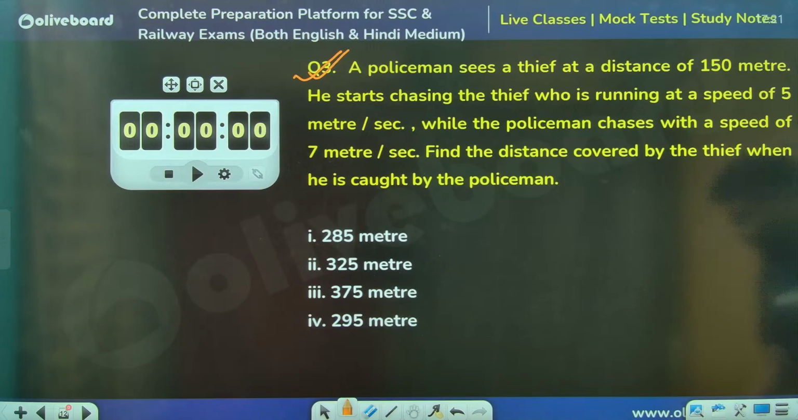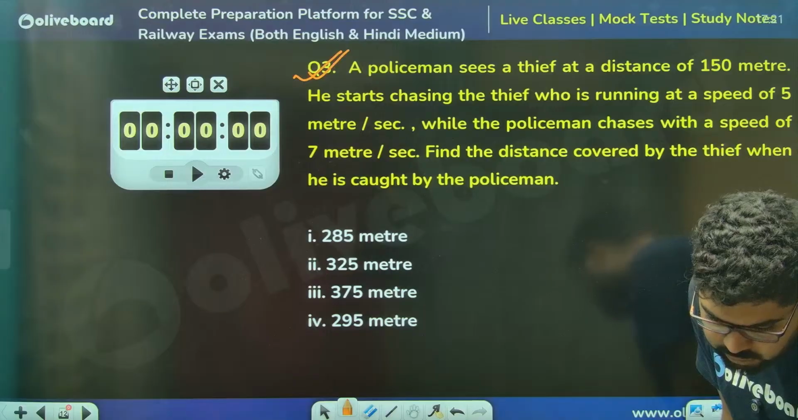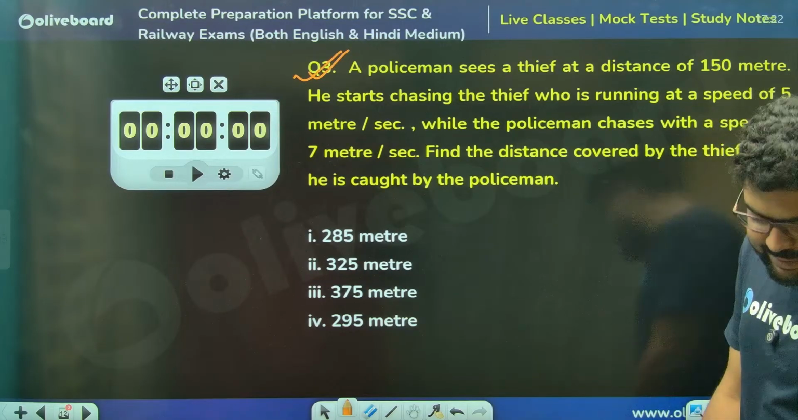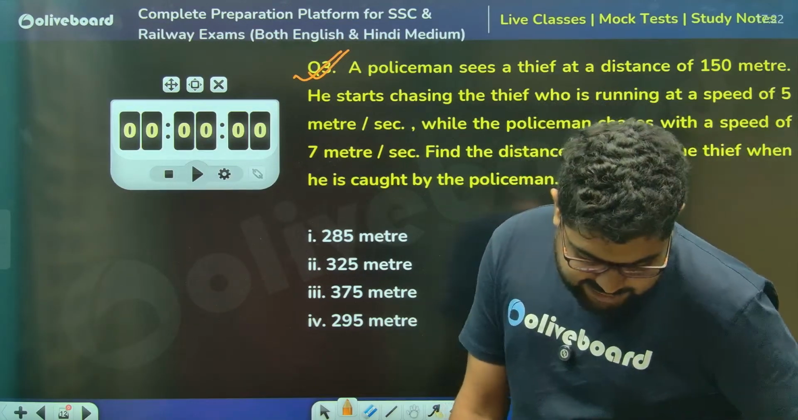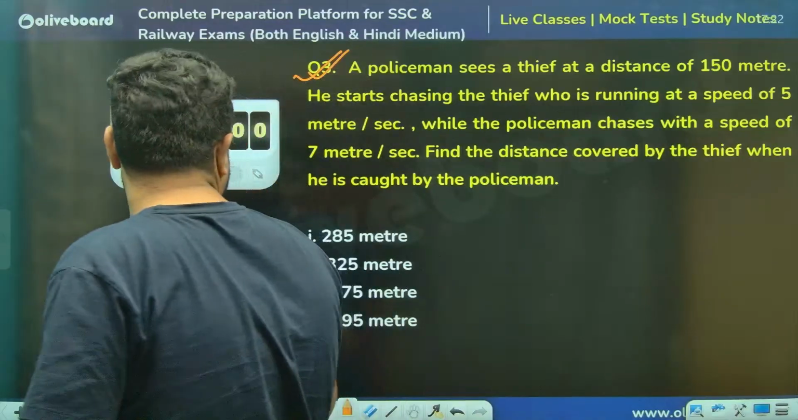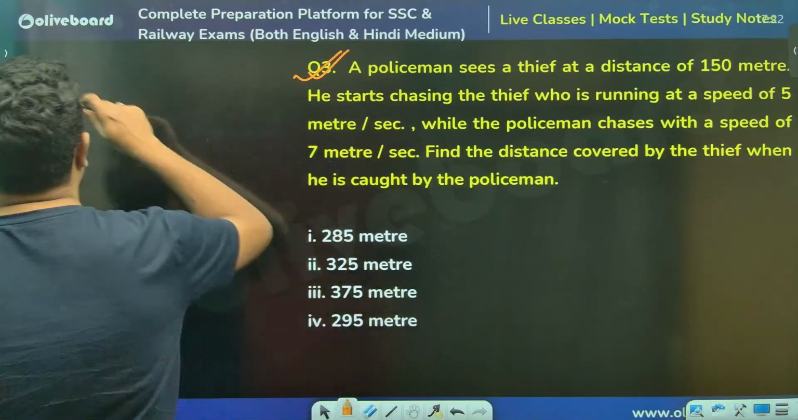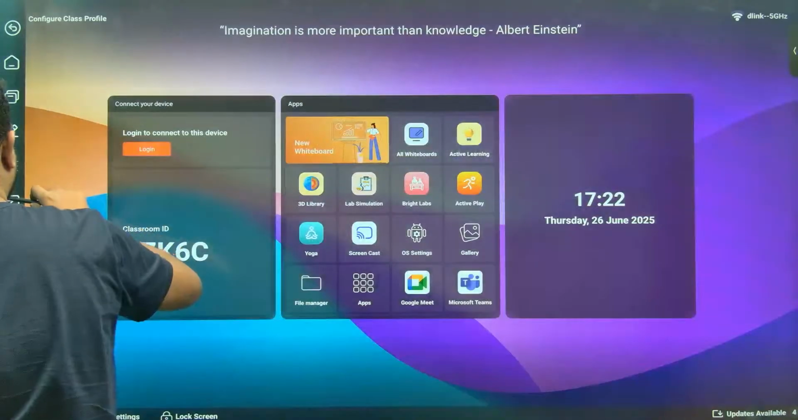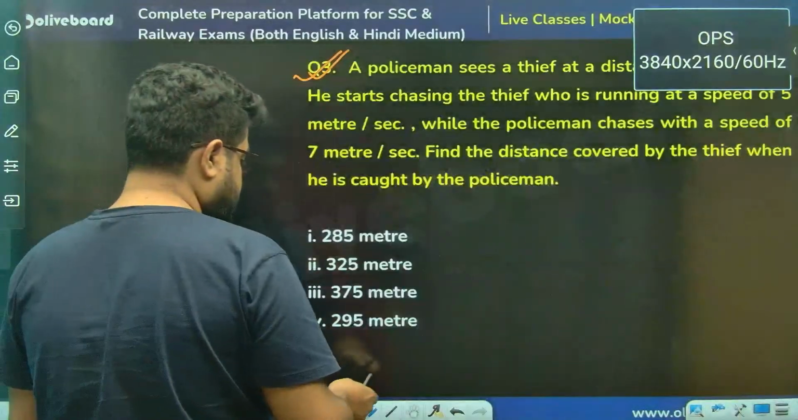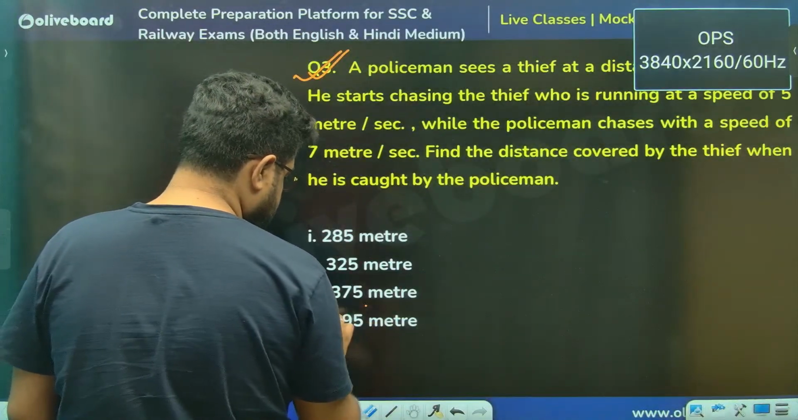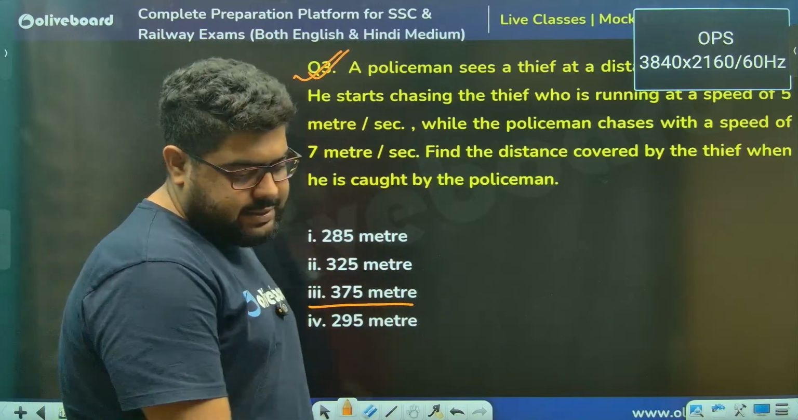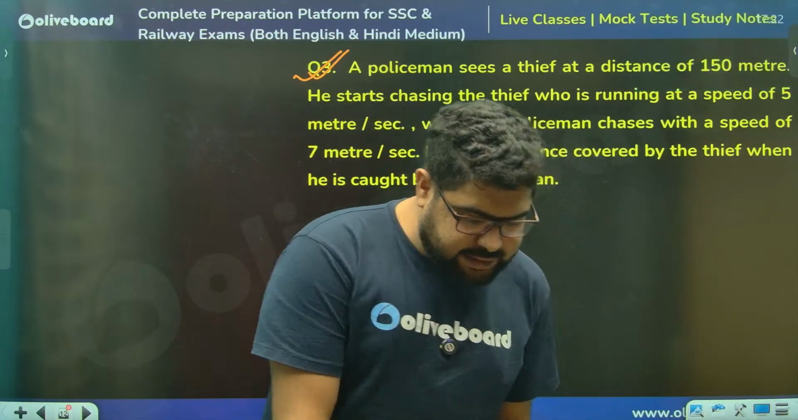Any answer, sir? I got one, two, three answers. Two answers. Reena has answered twice. Three is the answer, right? 375. Okay. So everybody is saying three is the answer. Yes, three is the answer, sir. Deepak is also saying three.